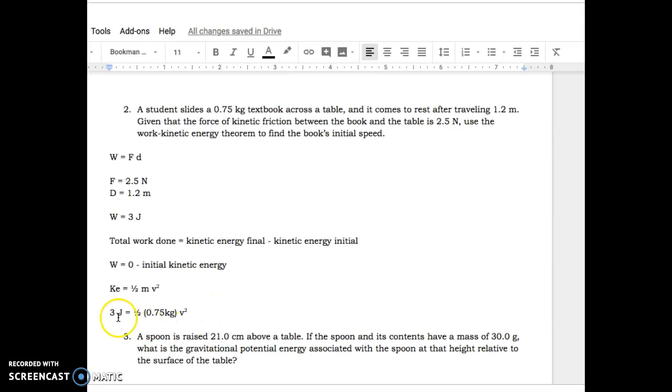Now it's just an algebra problem. You are solving for v. So 3 joules divided by 1/2 divided by 0.75 will give you v squared. Get the square root of that to calculate v. And that's what the question is asking for: find the book's initial speed. That is velocity. All right, go be awesome.